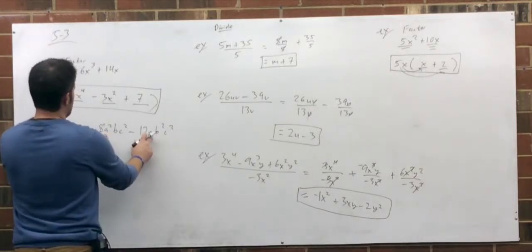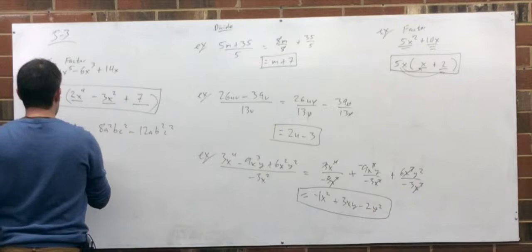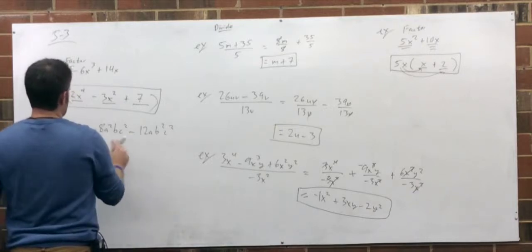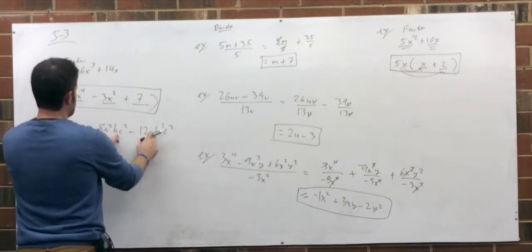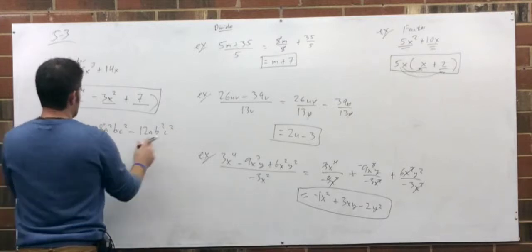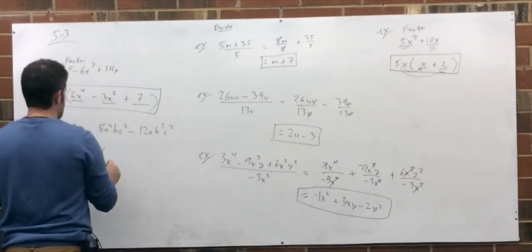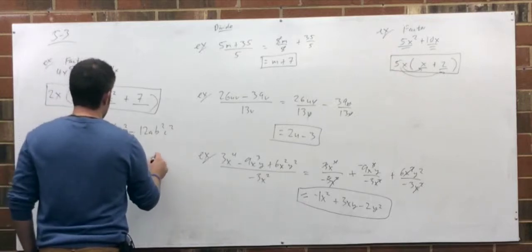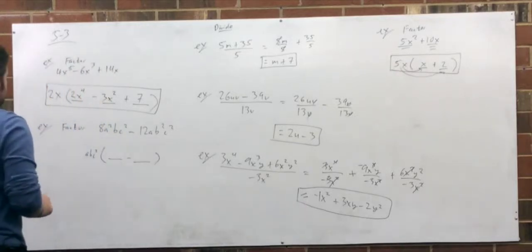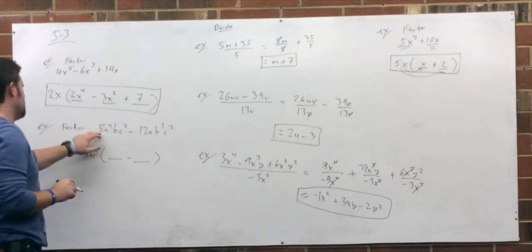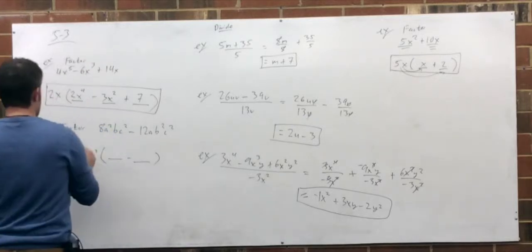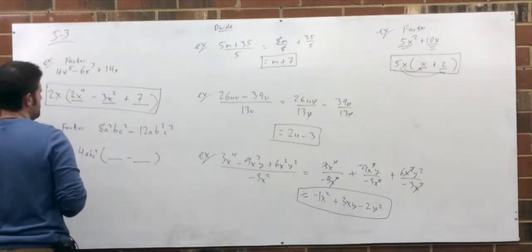The largest thing I can pull out as far as a is concerned is just an a. The largest thing I can pull out as far as b is concerned is just a b. And then both terms have a c squared, so I can pull a c squared out. There's a blank here and a blank here. Now let's look at our numbers. The largest number that goes into both of these, well, we know that's 4.